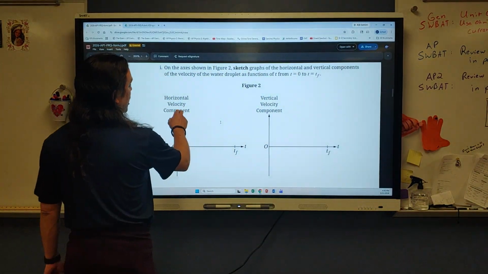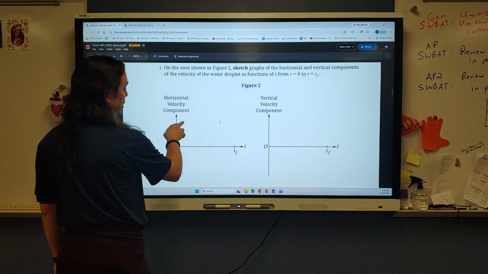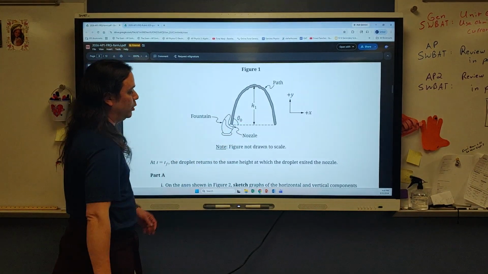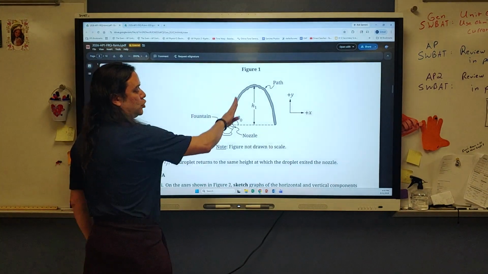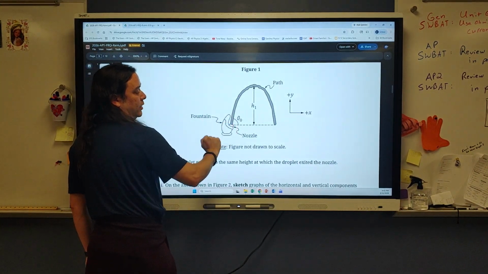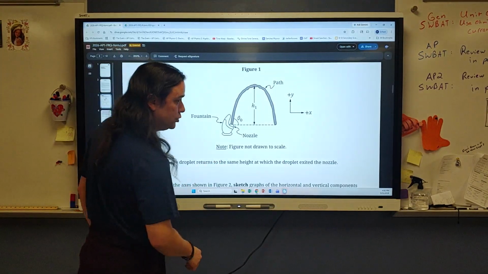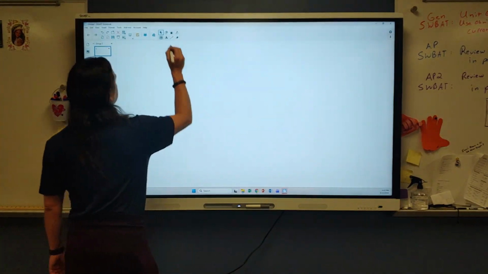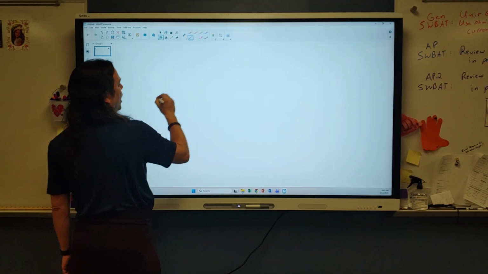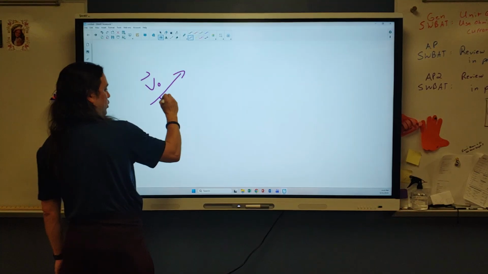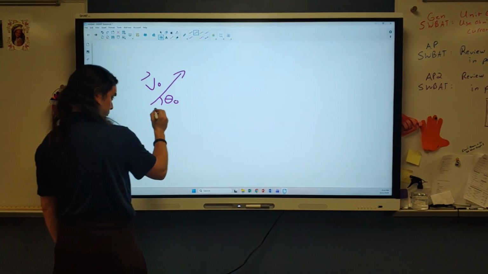Our key things on this are, we want to look at the velocity component in the x direction and in the y direction for a projectile motion. Now we have an initial velocity, total velocity vector that is pointed up and to the right at an angle of theta naught, as we will see in just a moment. Create new file. Great. We've got the following. We are launching the water droplet with an initial velocity v naught at an angle theta naught above the horizontal.